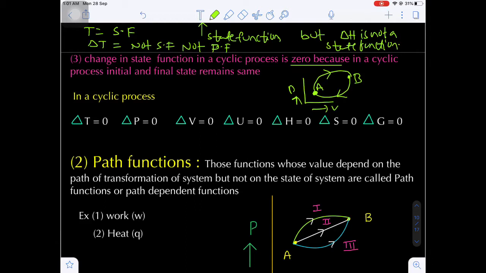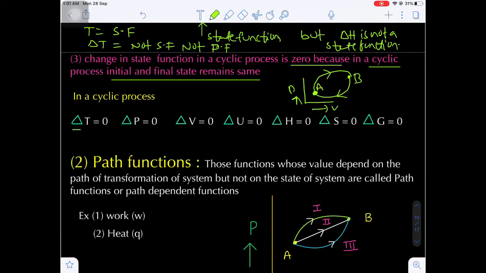That means one cycle is completed, A to B and B to A. Put together, it is a cyclic process. In a cyclic process, the initial state and final state remain the same. That's why the change in a state function in a cyclic process will be equal to 0.